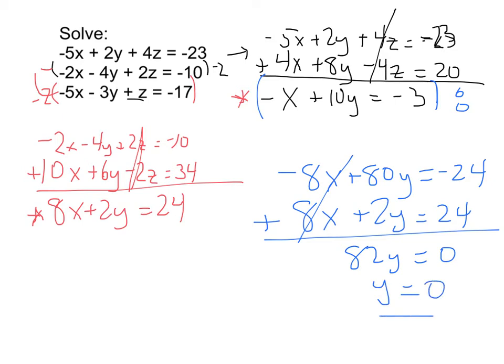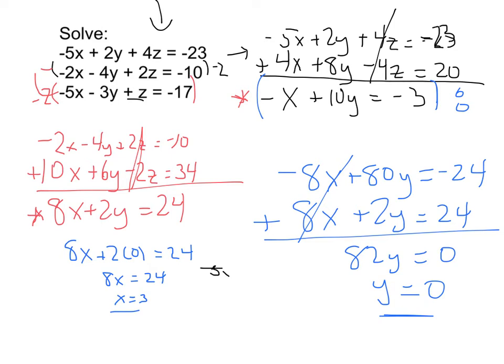So now I'll take this and plug it into either of the two variable equations we have. Though I think you're going to be able to visually see what the answer is going to be for x. So if I make y 0, I get x is 3. So I know that. Now I need to go back to one of the three originals and plug in 3 for x, 0 for y, and figure out what z is.